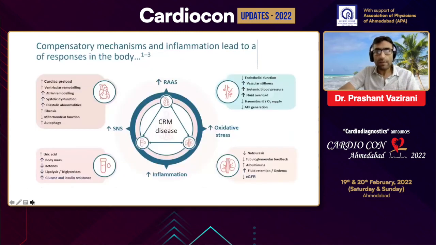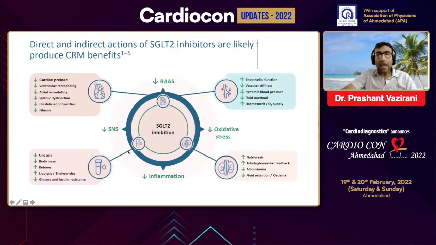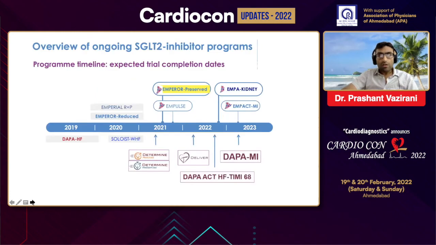So if you have understood the pathophysiology of HFpEF which I told earlier, now you will understand why SGLT2 inhibitors have a beneficial effect in the recent trials, because they decrease cardiac preload, ventricular remodeling, atrial remodeling, systolic dysfunction, diastolic abnormality, fibrosis, and increase endothelial function, decrease vascular stiffness, systemic blood pressure, and fluid overload. So where are we going now? These are the SGLT2 trials which have been lined up to 2023, out of which the Emperor Preserved trial results are out, and the DELIVER trial results are going to be out next month.